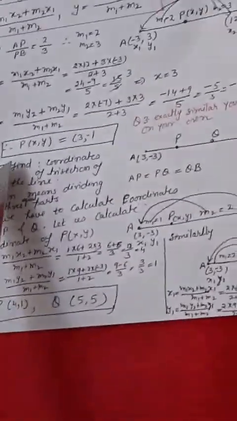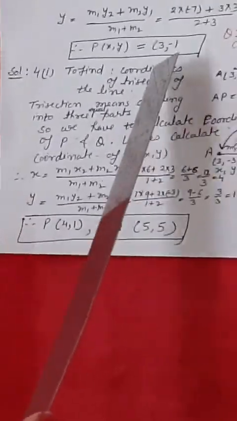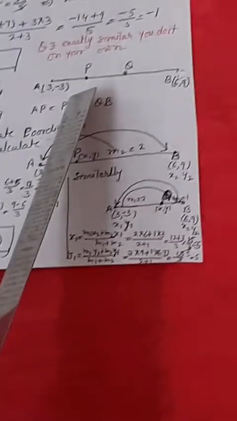Now let us say question number 4. In question number 4, it is similar but the wording is different, you need to understand over here. The question is: find the coordinates of the points of trisection of the line segment joining the points (3, -3) and (6, 9). Find the coordinates of trisection. What do you mean by trisection?